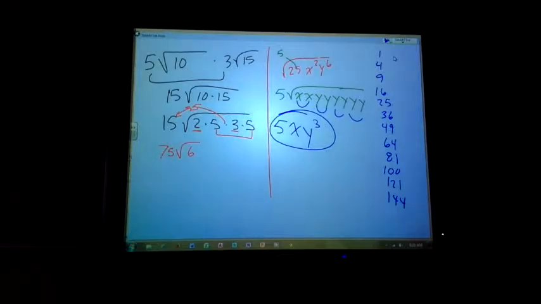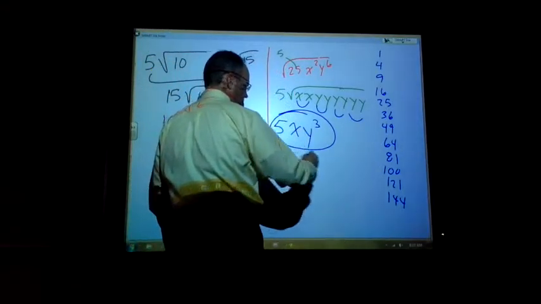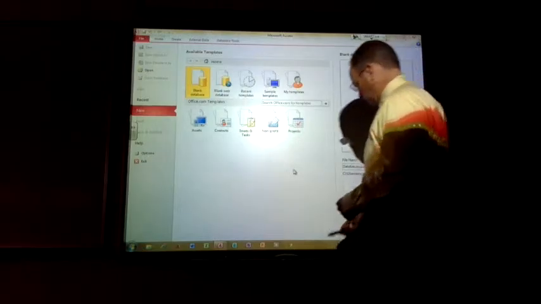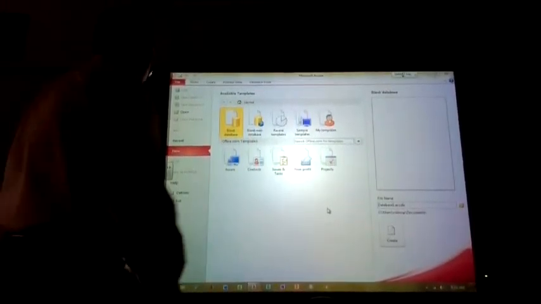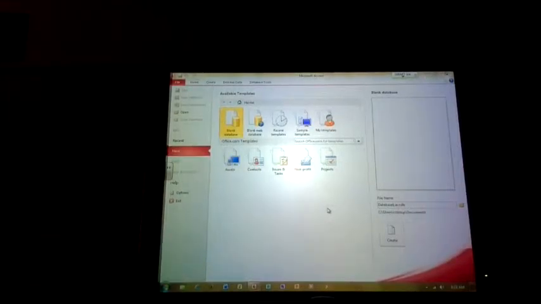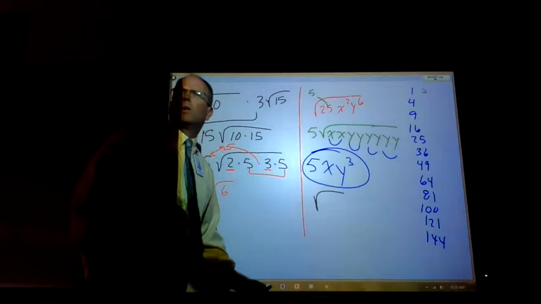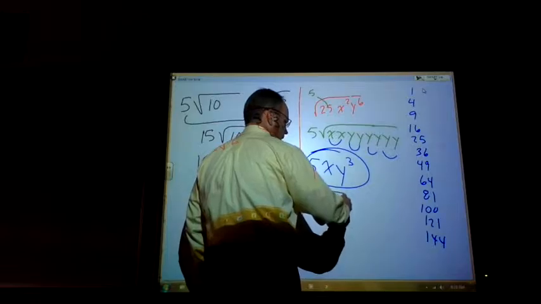Root 20x to the 4th, is that right? Root 20. Whoa. Time out. Frozen. Yo! What do we get? What root 20 what? X4. Okay.